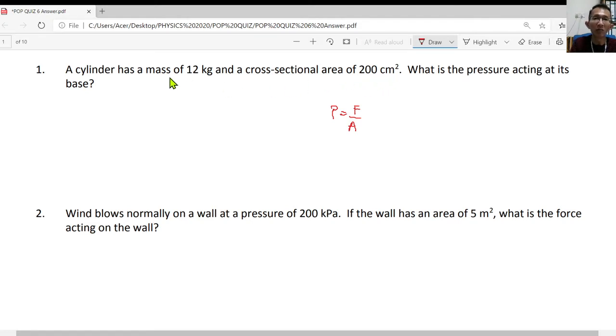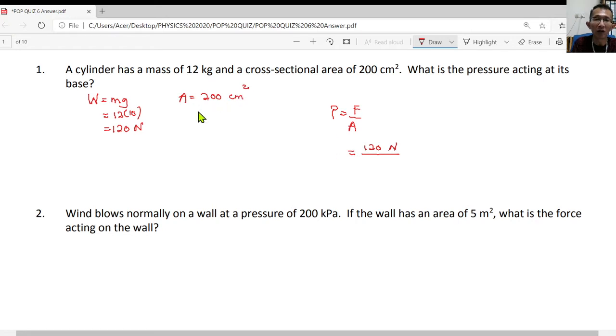We are also given the mass, 12 kilogram, and a mass will have weight, right? So from W equals mg, I have 12 multiplied by 10, so the weight is 120 Newton. So this is our force, right? So I can now write my force, 120 Newton. Then my area, given as 200 centimeter square.